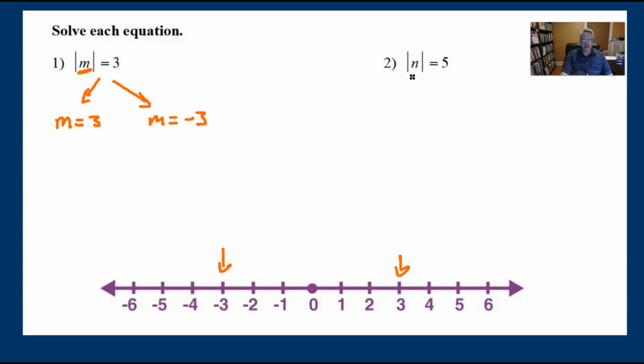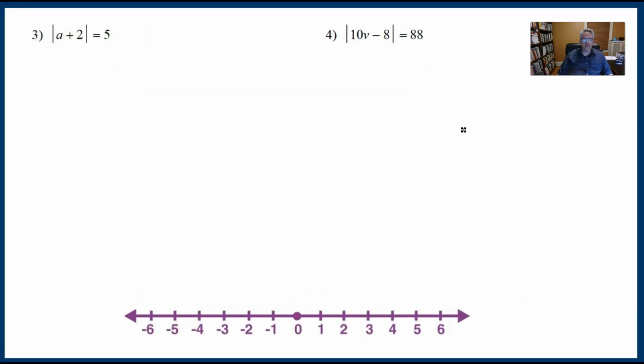So this one, absolute value of n equals 5. So we got to think, what numbers have absolute value 5? Well, negative 5 does, and positive 5. Those are both 5 units from 0. So the solutions to this one would be n equals 5 or n equals negative 5. Okay. Let's move on to a little bit more complicated ones.